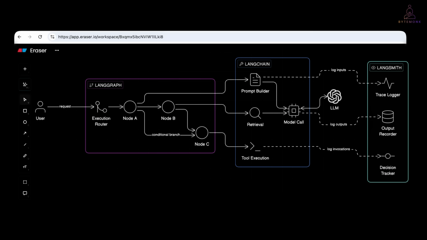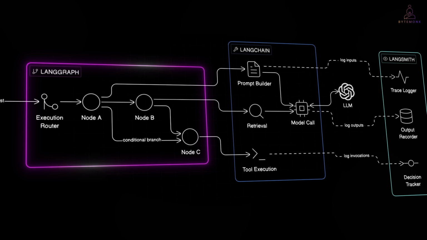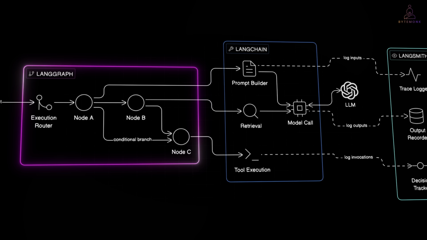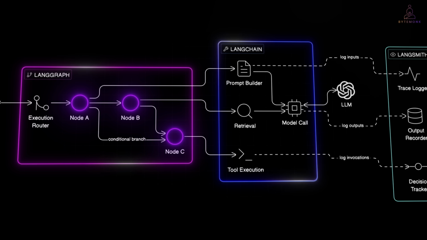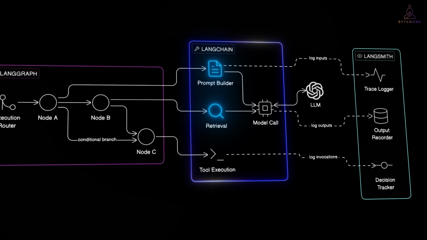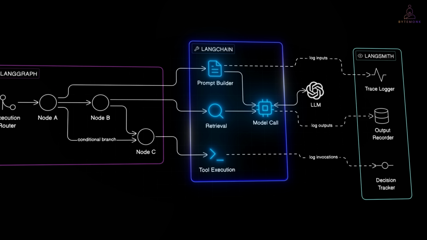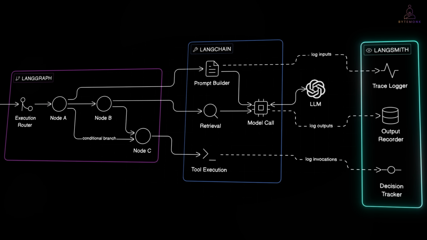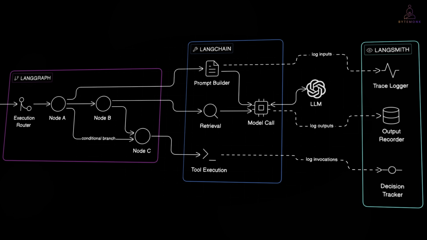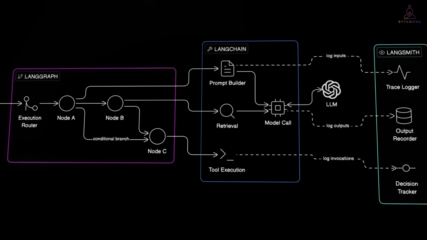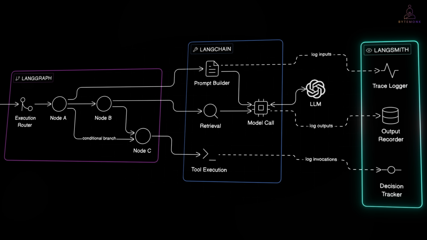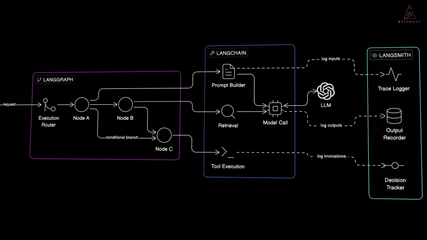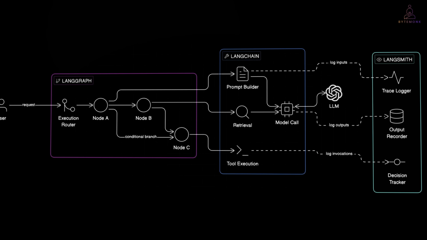Here is what this looks like end-to-end. A user sends a request, LangGraph determines the execution path, which steps to run, in what order, with what branching logic. At each node, LangChain components do the actual work: the prompt construction, the retrieval, the model call, the tool execution. And LangSmith records the entire thing: every input, every output, every decision point, every tool invocation. That's the architecture. LangChain is the vocabulary. LangGraph is the control flow. LangSmith is the visibility layer. Each one solves a distinct problem. Together, they cover the full surface area of building AI systems that actually work in production.